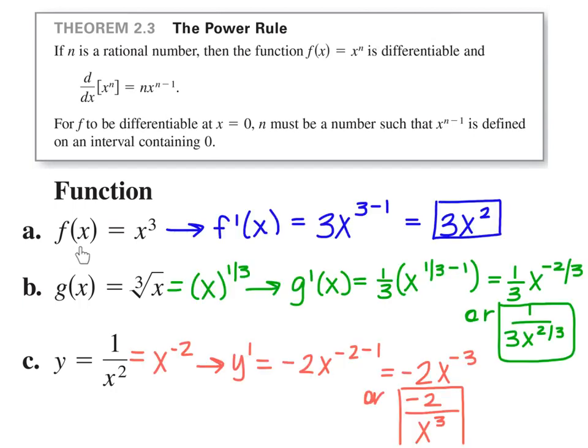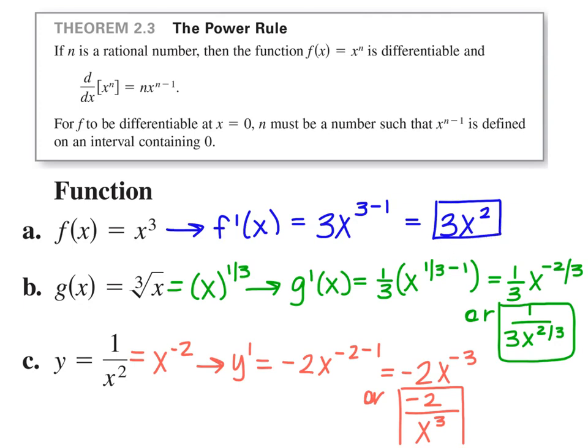Let's start with this function. f of x is equal to x cubed. In order to represent the derivative, I say f prime of x. I bring down the 3 here to the front, and I have x to the 3 minus 1. So that gives me the derivative as 3x squared.